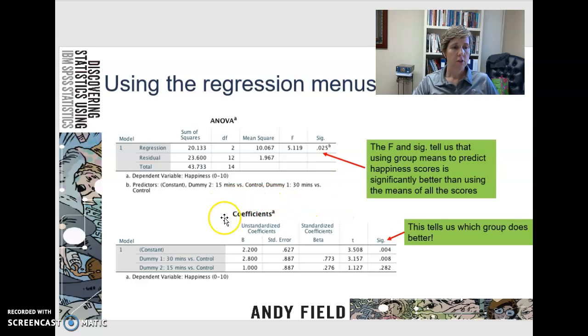And then when you go down here to your coefficients, so again, this is your linear model. It's comparing your 30 minutes to your control, and there's a significant difference in happiness between 30 minutes and control. When it compared 15 minutes and control, there is not a significant difference between 15 minutes and the control. So if you want to be happy, you should spend 30 minutes with a puppy, because 15 minutes is not going to be long enough.